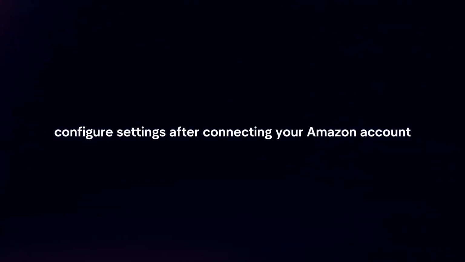Configure settings. After connecting your Amazon account, you will need to configure settings such as shipping and fulfillment preferences, product listing details, and pricing rules. This ensures that your products are accurately represented on Amazon.